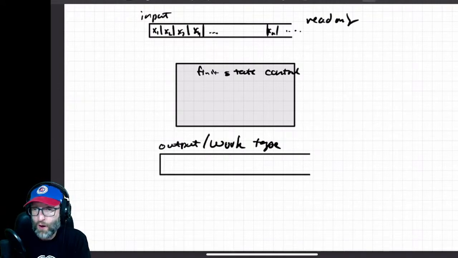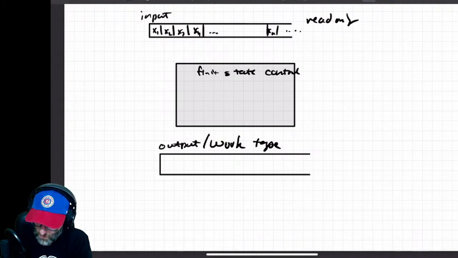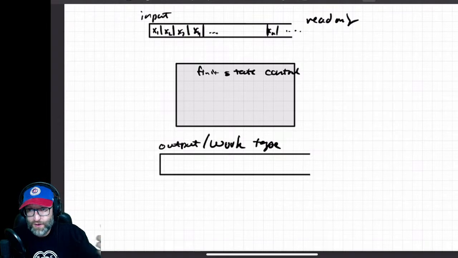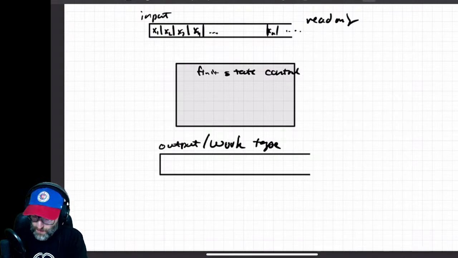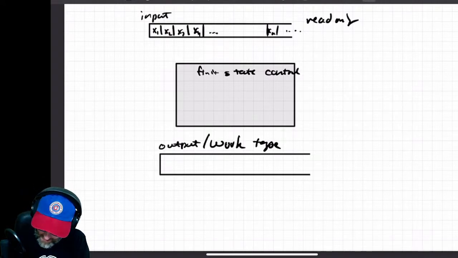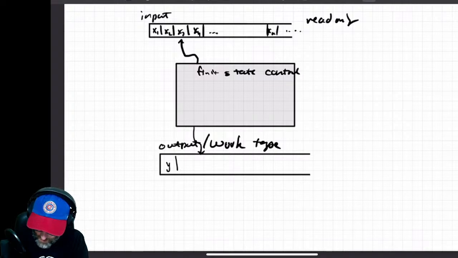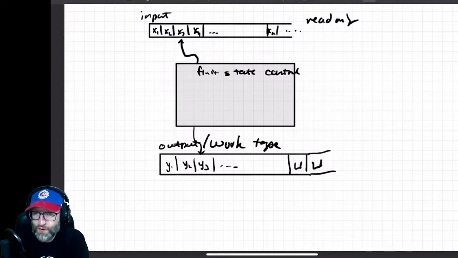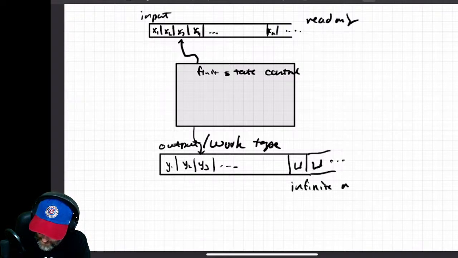But of course, you can consider alternative models where you are able to rewrite the input if you want to. They're equivalent because you could just take a copy of the input, put it down into the output tape, and then manipulate that if you really want to. The finite state control here is looking at some input value. It's looking at some output value over here on the output tape. I'll go ahead and go with y1, y2, y3, ... And generally, if you haven't written anything to the output tape yet, we use this special symbol to indicate blanks. It's an infinite read-write tape.